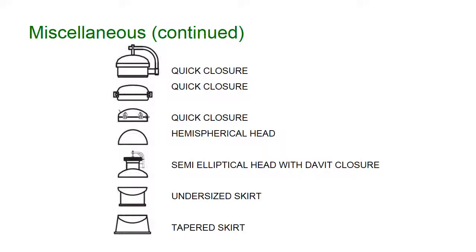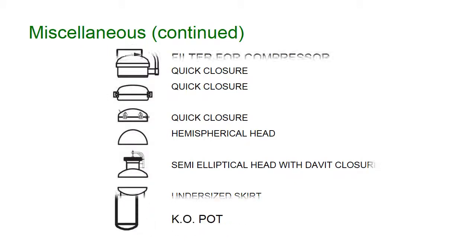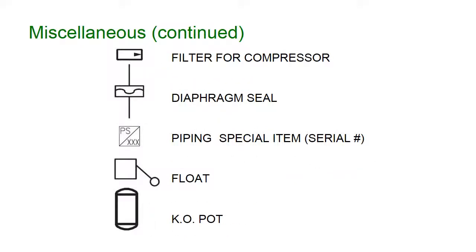Quick closure. Hemispherical head. Semi-elliptical head with davit closure. Undersized skirt. Tapered skirt. Filter for compressor. Diaphragm seal. Piping special item. Serial number. Float. Knockout pot.